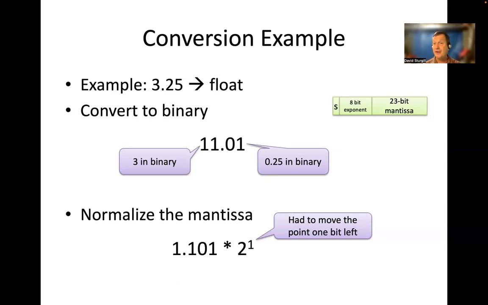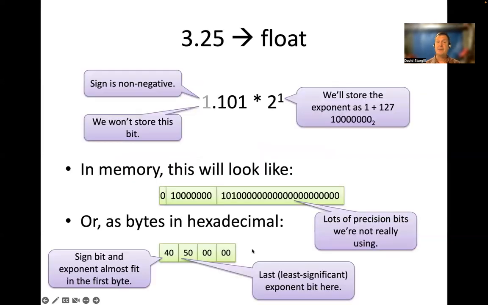Now, we're almost done with the conversion. We can see it's a positive number, so our sign bit's going to be 0. There's the part of the mantissa we store. We're not going to store this top bit. And there's our exponent. So we just have to pack those in.